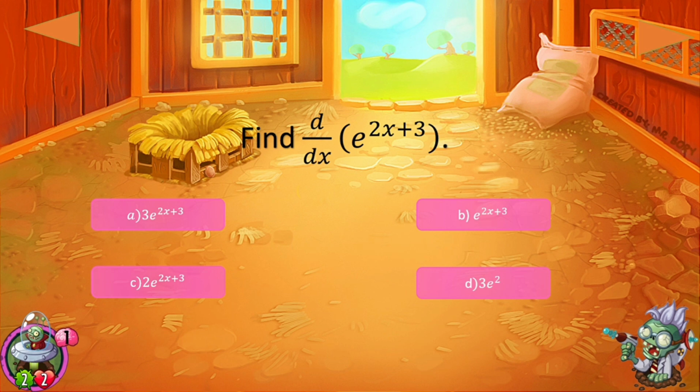3e squared. Again, A, 3e raised to the power of 2x plus 3. B, e raised to the power of 2x plus 3. C, 2e raised to the power of 2x plus 3. Or D, 3e squared. Think about your answer. Now let me reveal it. The answer is letter C, 2e raised to the power of 2x plus 3.